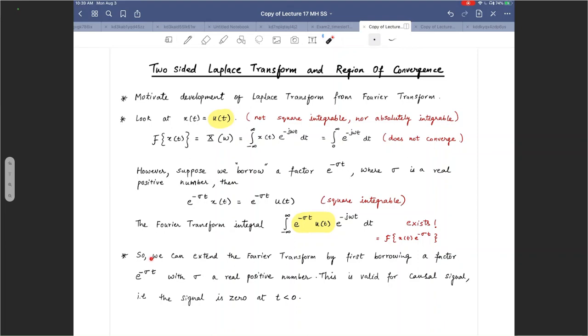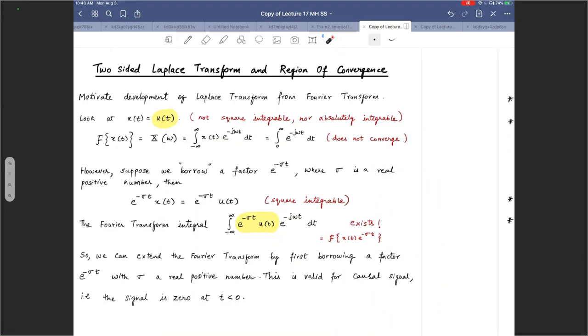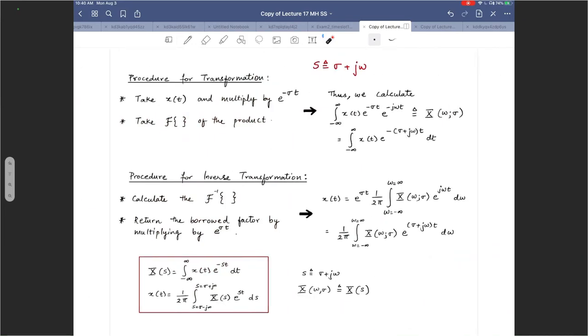So coming to the third point over here, we extend the Fourier transform by first borrowing that factor e to the negative sigma t, where sigma is a real positive number. This is valid for causal signals, that is the signals that are 0 for time less than 0. So we are going to borrow this factor e to the minus sigma t in order to help make that integral converge. But we can't just borrow things, we'll have to return them later on. So let's take a look at all those manipulations on this slide here.